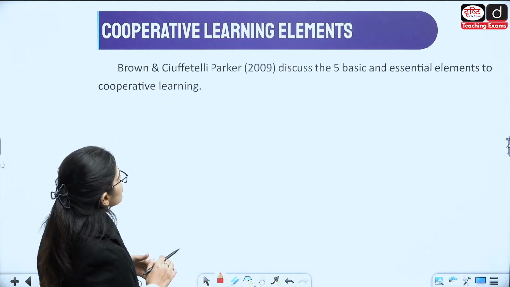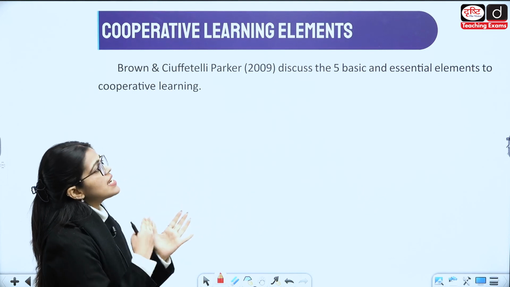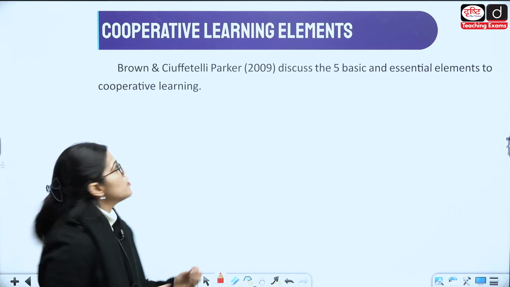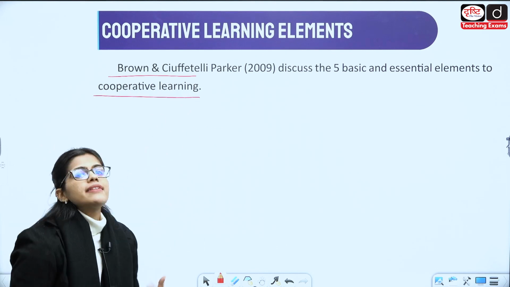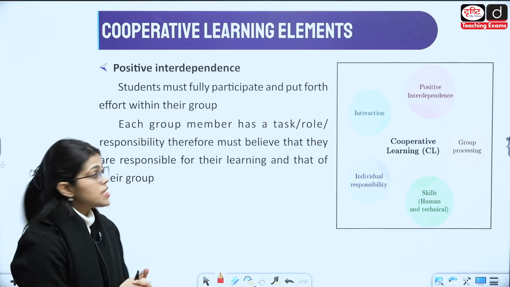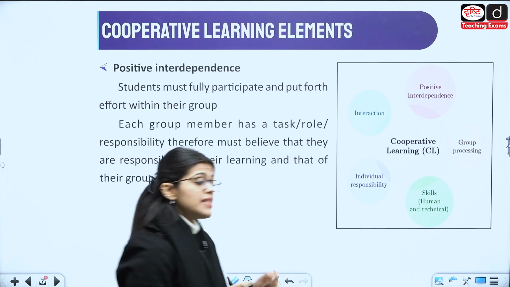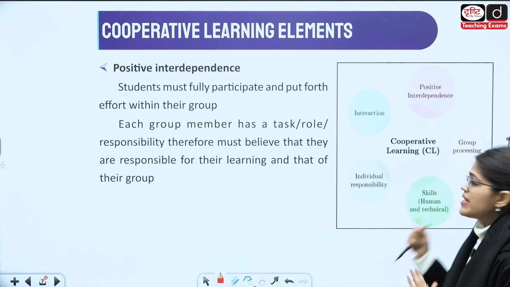Brown and Parker gave 5 basic essential elements when it comes to cooperative learning. These are the elements that are essential, and I saw a question being asked from this also. So what is cooperative learning? That's clear. What are the essential elements involved? There are 5 essential elements that we'll be tapping on.